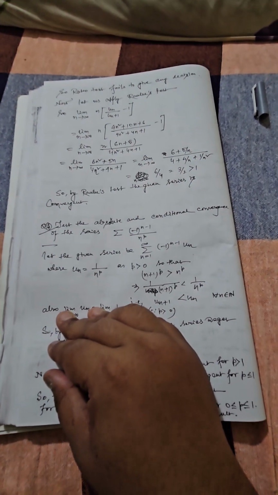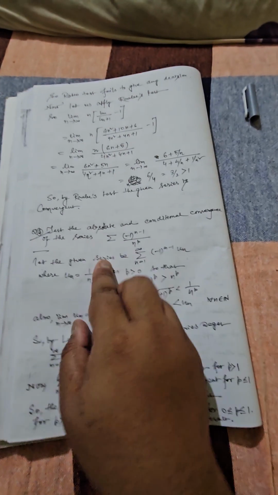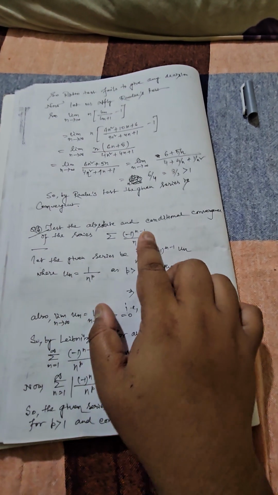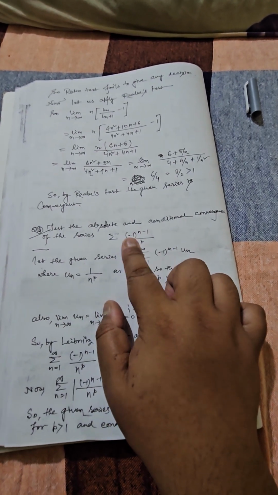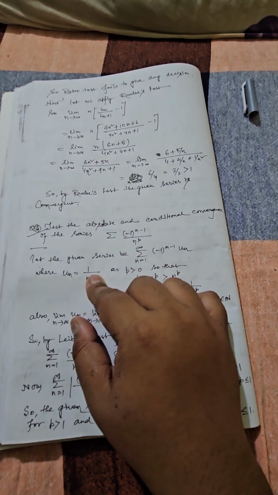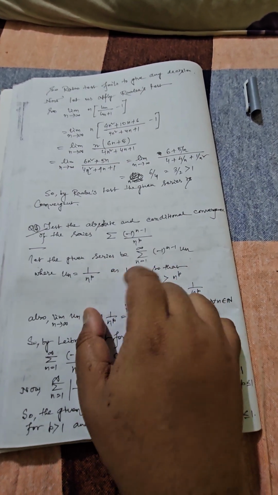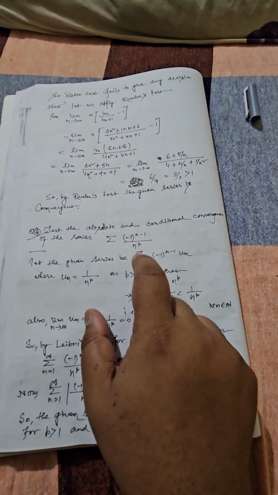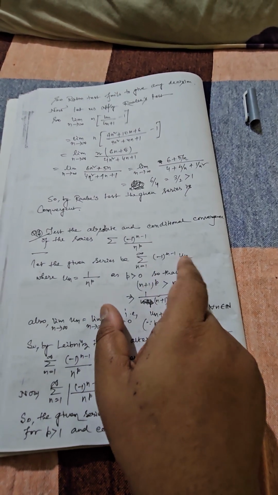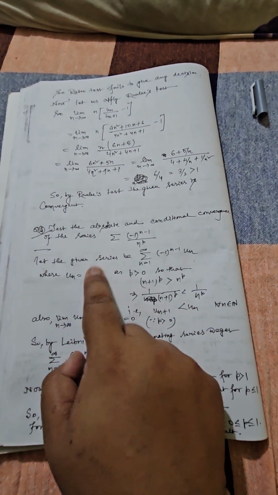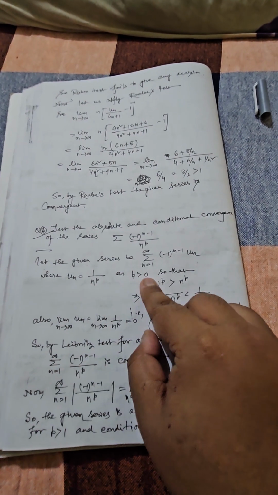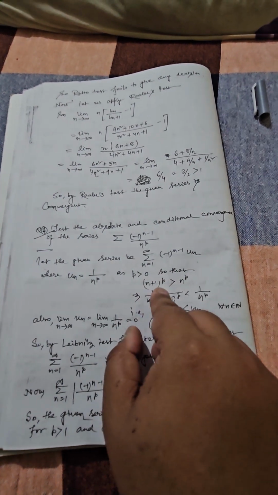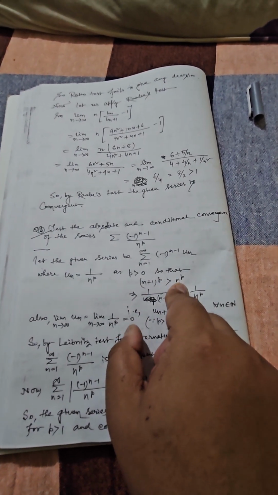Sometimes we are asked to find out the justification regarding absolute and conditional convergence of a certain series. So here the series is given by (-1)^(n-1) by n to the power p. Intentionally I have written the given series in the form of summation of (-1)^(n-1) into u_n. Obviously u_n is 1 by n to the power p. p is such that greater than 0, we are considering this one, so that (n+1) to the power p must be greater than n to the power p.